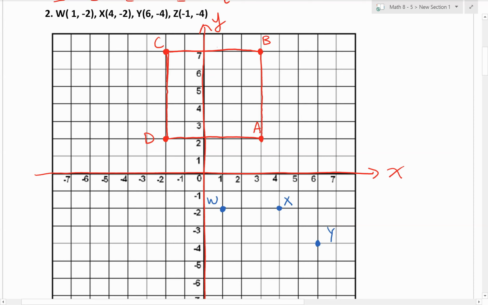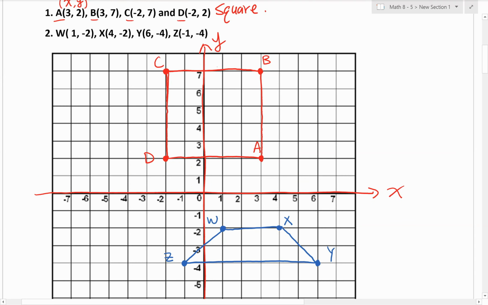Finally, Z is -1, -4. So x coordinate is -1. That is right here. And y is -4. So we move down 4. So here's my Z. Now we can connect these 4 points. W to X, X to Y, Y to Z, and back to W. Do you remember what this shape is called? This is a trapezoid. Oops, that's not how you spell trapezoid. Trapezoid. Okay, so that's how you plot points.